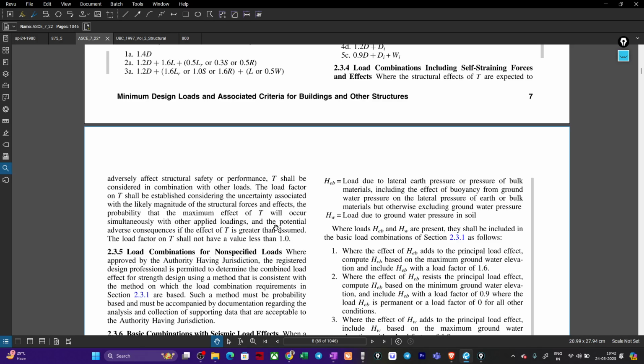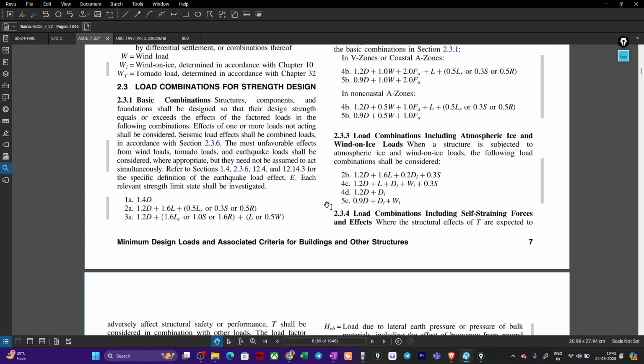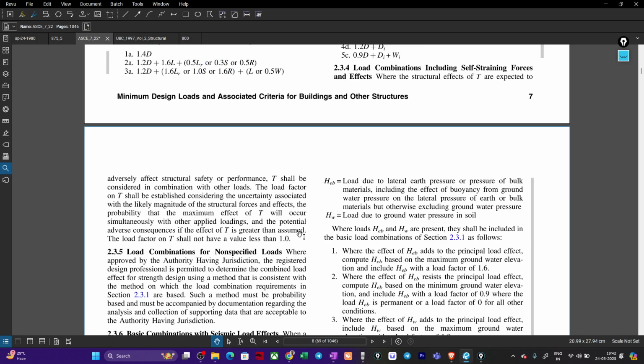So when you are combining the self-straining effects, or you can say temperature load, with the other design combinations, they say that you need to decide how adversely you want to consider this effect in the structure, depending on the forces developed by this self-straining load. So you have to see how much it is affecting the structure. Based on that, you need to decide a partial safety factor, but that partial safety factor shall not be less than 1.0.